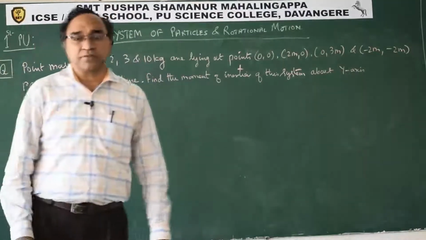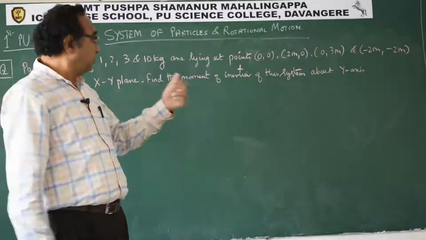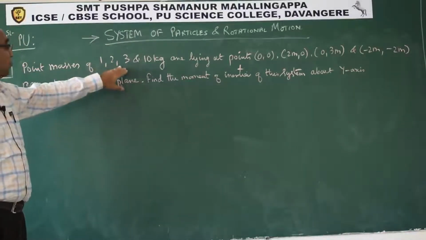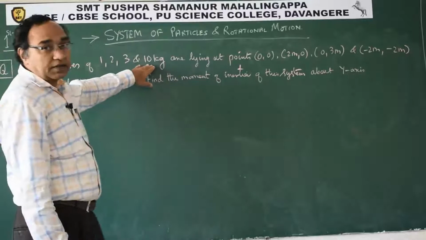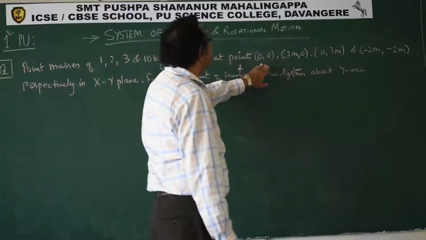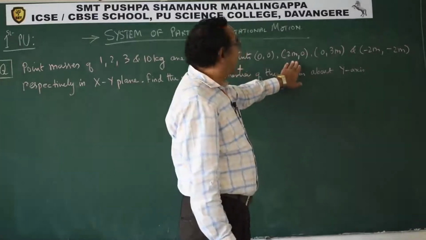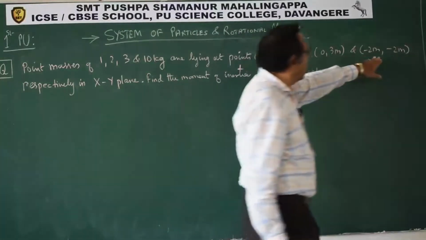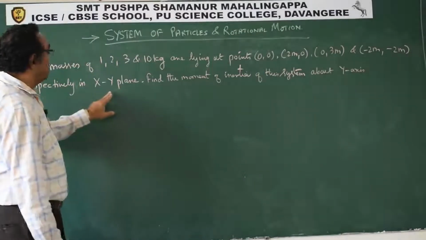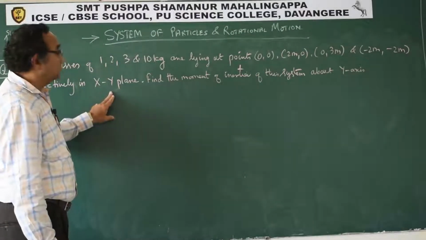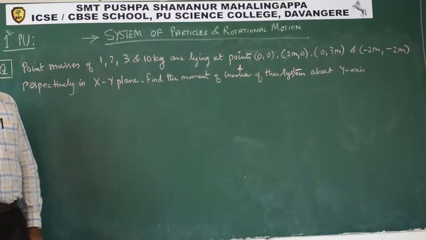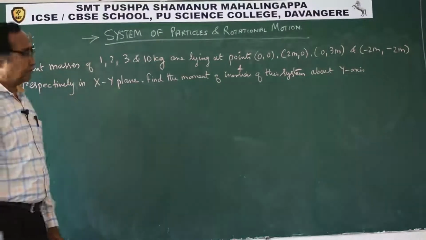Well students, let us take one more question from moment of inertia. Point masses of 1 kg, 2 kg, 3 kg and 10 kg are lying at points (0, 0), (2 m, 0), (0, 3 m) and (0, -2 m). These are the coordinates of the points respectively in the xy plane. The question is, find the moment of inertia of the system about the y-axis.